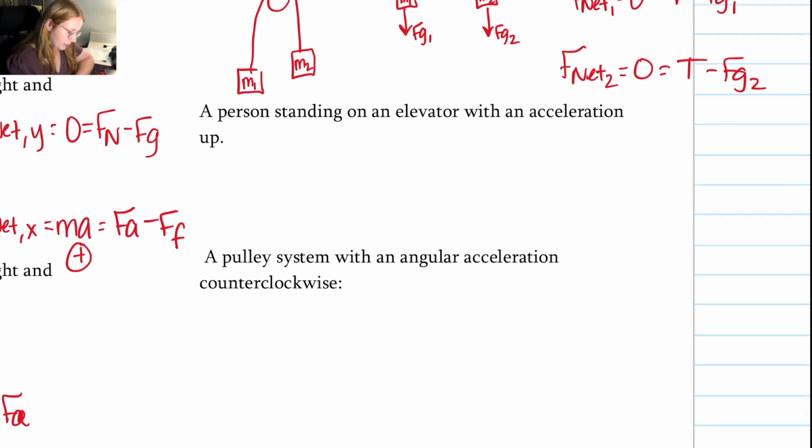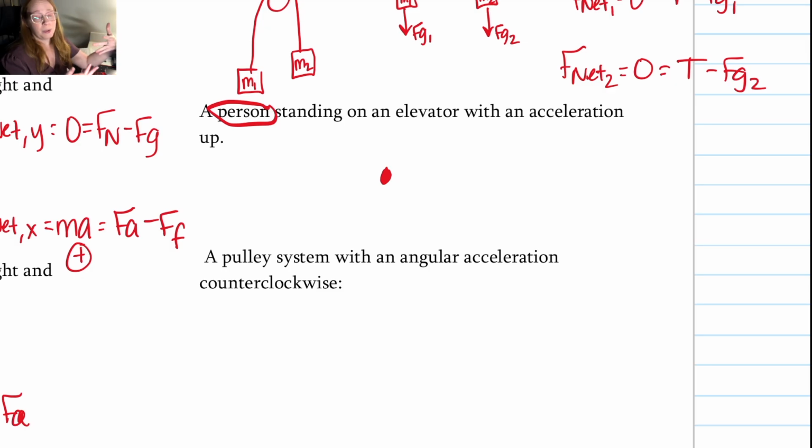All right, a person standing on an elevator with an acceleration up. Okay, so let's pay attention to this wording, a person. So it doesn't want the free body diagram of the elevator. It wants the free body diagram of the person. If it did ask for the elevator, it's usually pulled up by cables, and so we'd have some sort of tension.